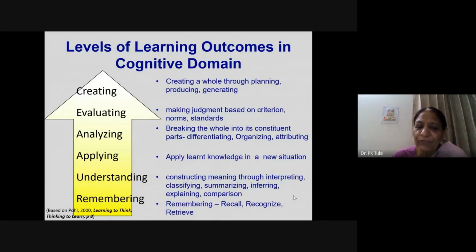The next higher level of learning outcome is applying. Whatever concepts, whatever definitions, whatever theories, whatever models we learn at remembering and understanding, they need to be applied in a real life setting. So applying includes all those learning outcomes which require a learner to apply the learned knowledge in a new situation. The underlying idea here is that whatever has been done in the classroom is not to be repeated, but a new situation is given to the person. Maybe it's an industrial scenario, it's a real life setting, and the person tries to apply the learned knowledge.